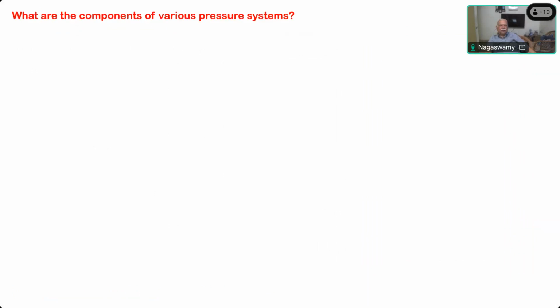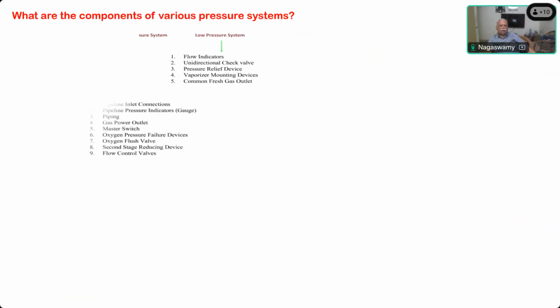What are the components of the various pressure systems? That is the high pressure system, intermediate pressure system, and low pressure system. They all have some components. For want of time, I will go through that. Hanger yoke assembly, cylinder pressure indicator, Bourdon gauge, pressure reducing valve. These three things belong to the high pressure system.